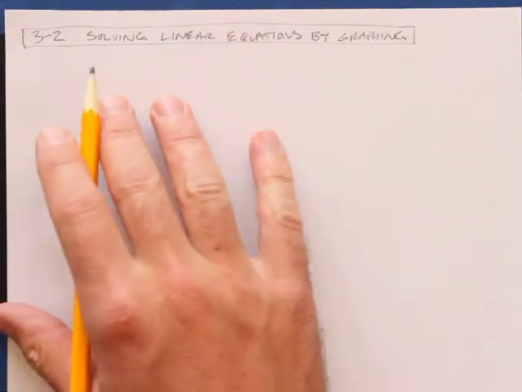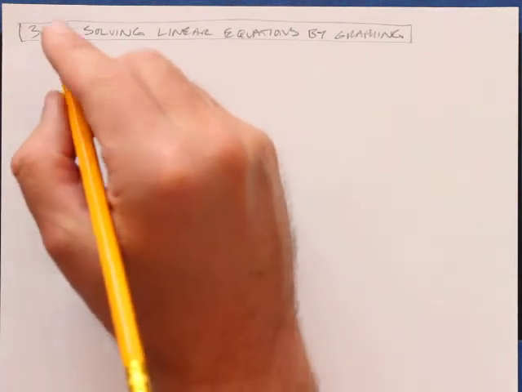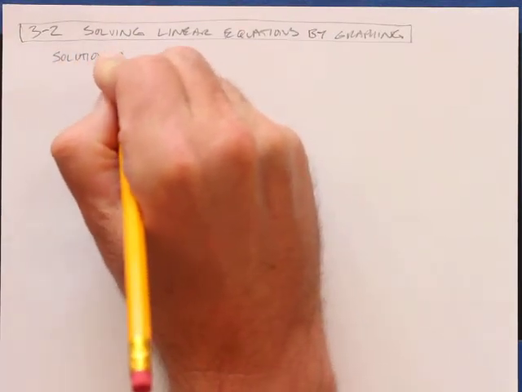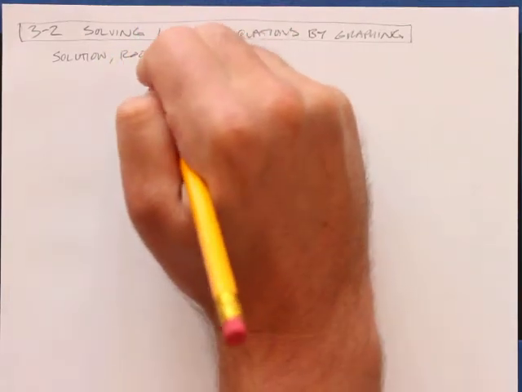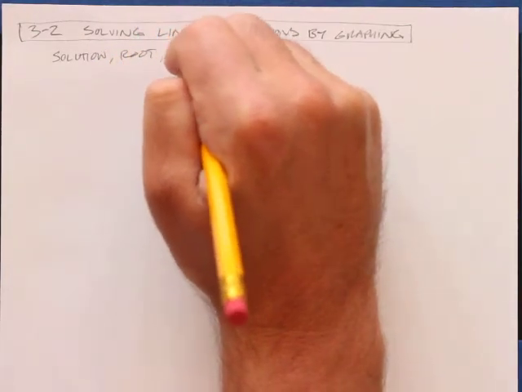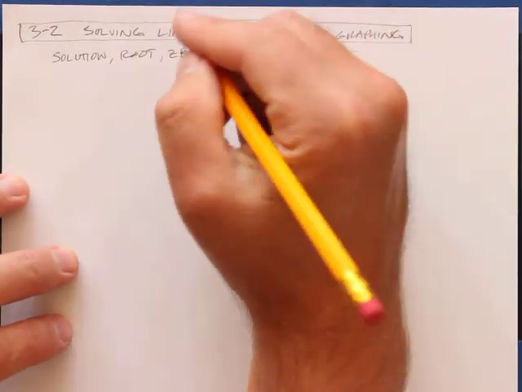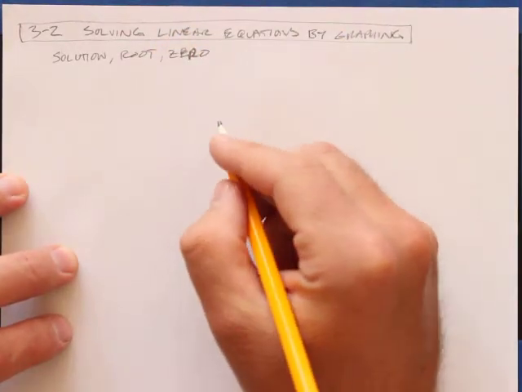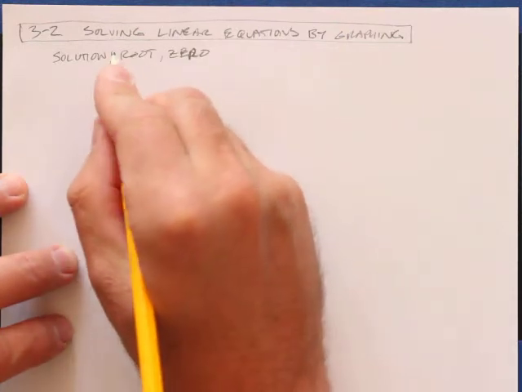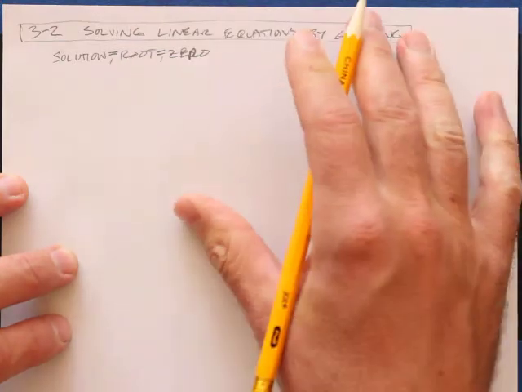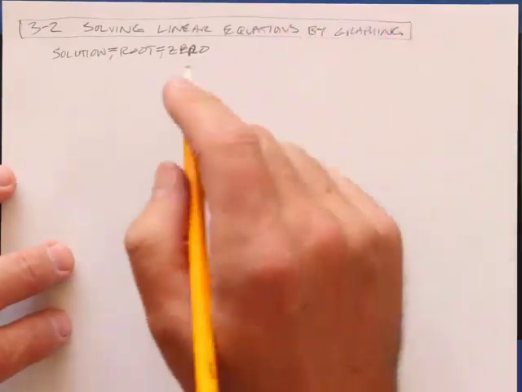Okay, so here's what we're going to do. We're going to talk about a solution, a root, and a zero. And these we are going to use interchangeably. So a solution equals a root equals a zero. We're going to use all of these terms interchangeably.